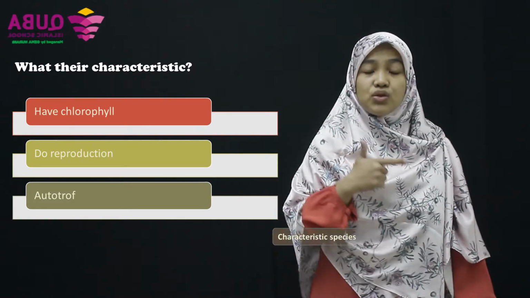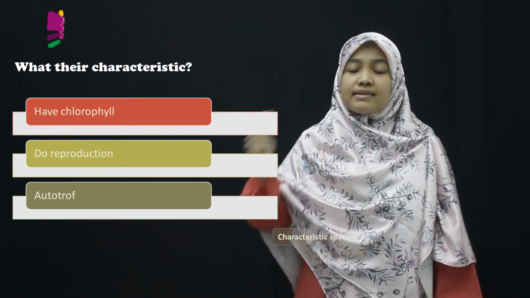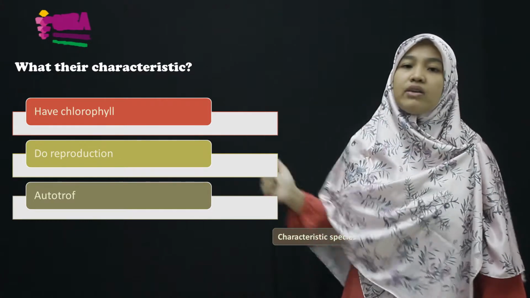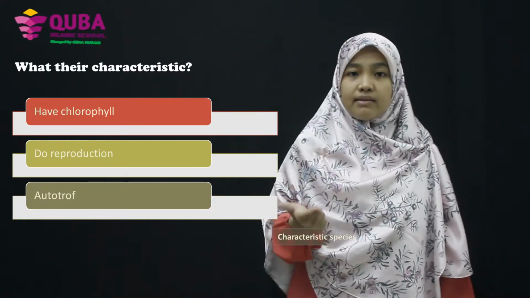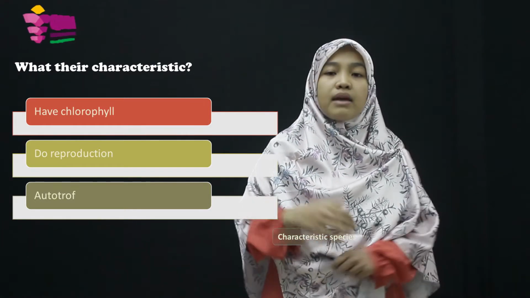The second is reproduction. Reproduction is a basic characteristic of living things. All of the living things have this criteria. The third is autotroph. Autotroph means can make their own food.